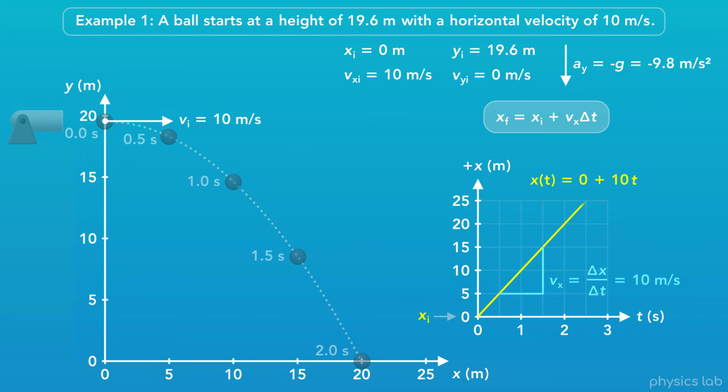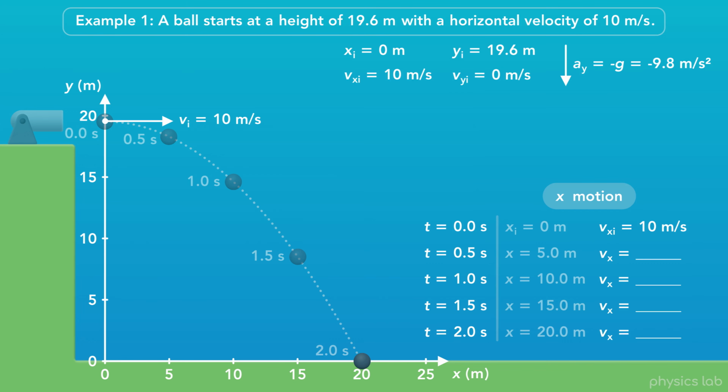So if we want to find the x position when the ball hits the ground, which is the range of the projectile motion, we first need to find the time it hits the ground using the y motion. In this case, that's at 2 seconds. Then we can find the x position at that time, which is the range.